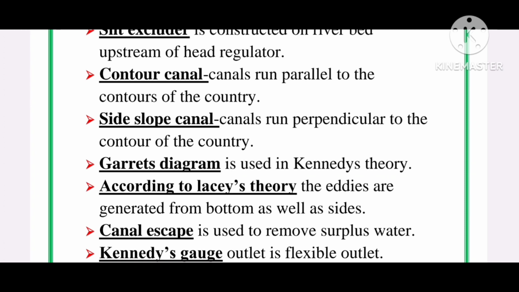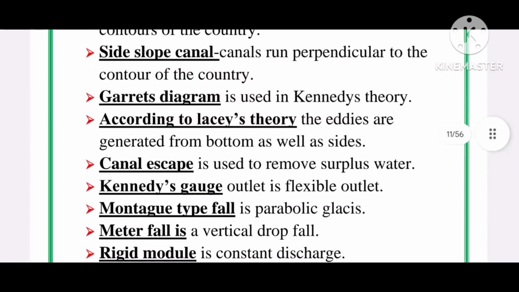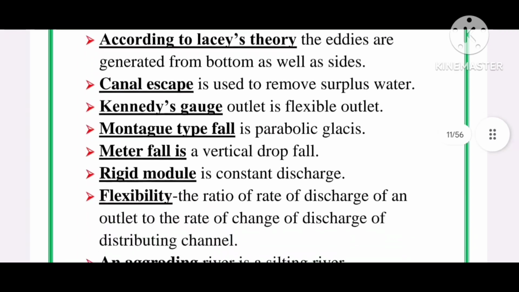Then canal escape is used to remove surplus water. Kennedy's gauge outlet is a flexible outlet. Next, Montague type fall is parabolic glacis. Next, meter fall is a vertical drop fall. Rigid module is constant discharge.